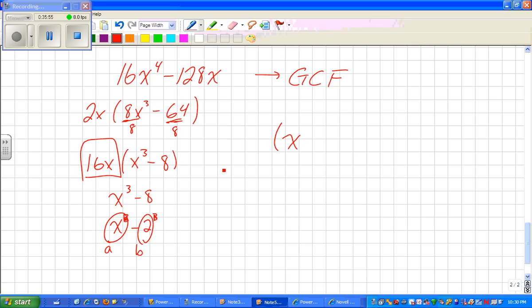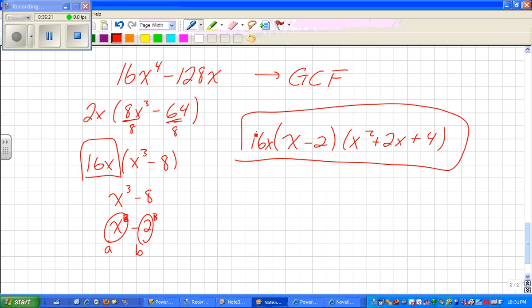So according to the formula, it's a minus b, so x minus 2. And then you have a squared, so x squared, plus ab, so x times 2 is 2x, plus b squared, 2 squared is 4. And do not forget about that 16x, that GCF that we took out in the beginning. And that has now been factored.